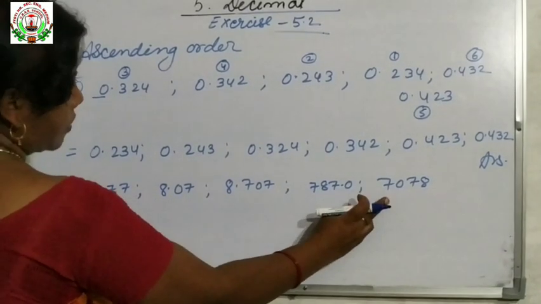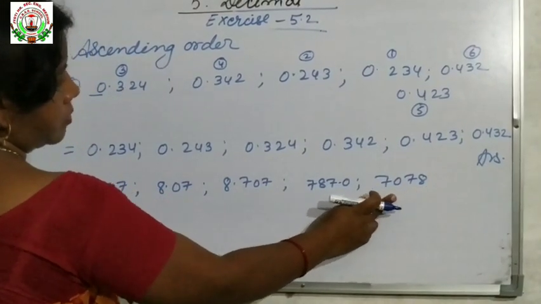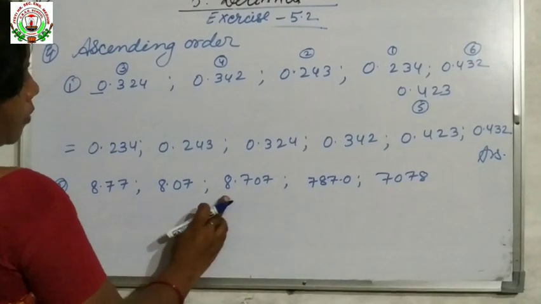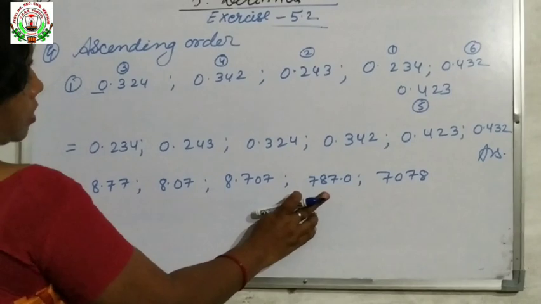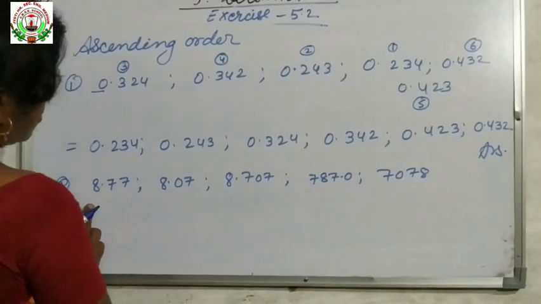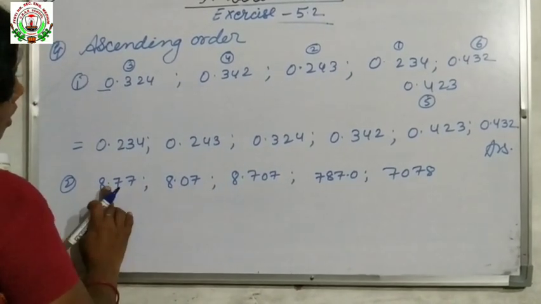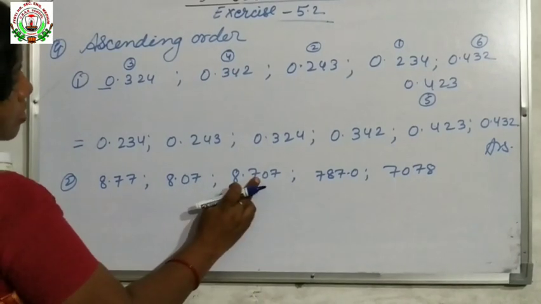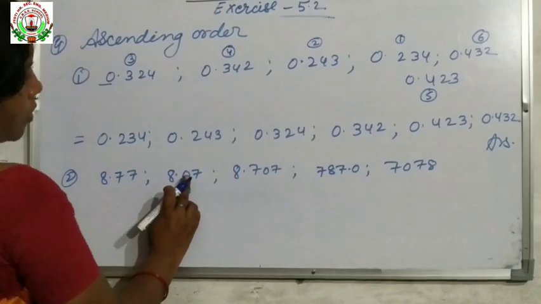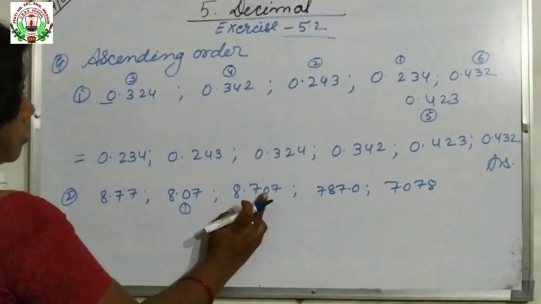First we will see which is the smaller number. Here there is no decimal, that means it is 7078. So it is the largest number. So we first have to see which is the smallest. 787.0 is also a bigger number. So in these three numbers we will see which is the smallest. First the whole part is the same. Now after the decimal, 7, it is 0, it is 7. So this number will come first. It is the smallest number because it is 8.07. Understood?